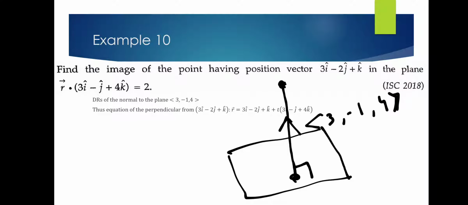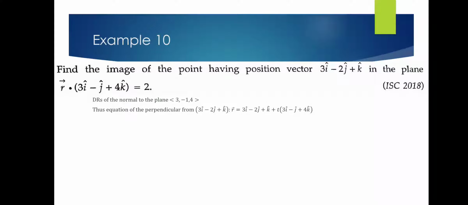Once we know the equation of the line, I will find the point of intersection of the line and the plane. That will give me the foot of the perpendicular. So that's exactly what we are trying to do here. We know the direction ratio of the normal, we know the point through which it is passing. So from there I can write that this is the equation of the perpendicular. Now let us find the point of intersection of this line and this plane. Once we find that, we get the foot of the perpendicular.